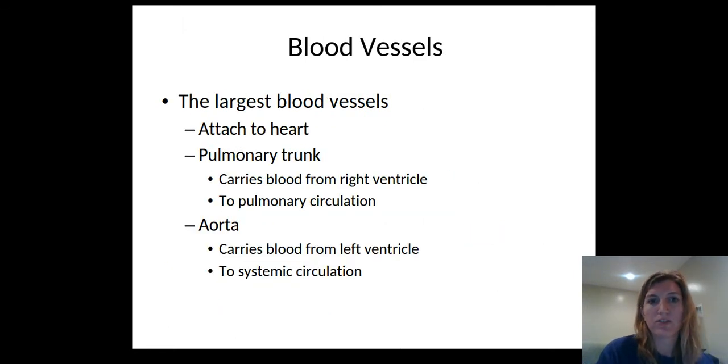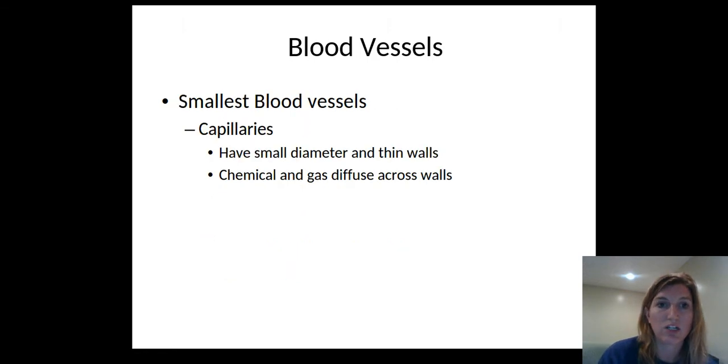So the largest blood vessels, again, are the ones that attach closest to the heart. So the closer to the heart you are, the larger those vessels are going to be, and the further away from the heart you are, the smaller the vessels are going to be. We have the pulmonary trunk and the aorta. Those are the vessels that attach directly to the heart. The pulmonary trunk carries blood from the right ventricle directly into the pulmonary circulation, and then the aorta is carrying that blood from the left ventricle all the way out into the systemic circulation, wherever that destination may be.